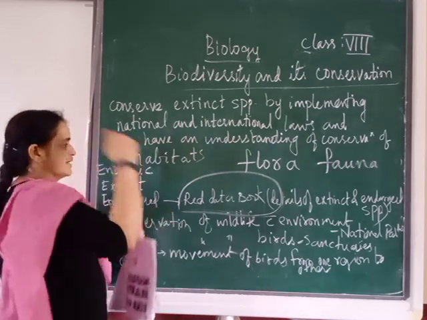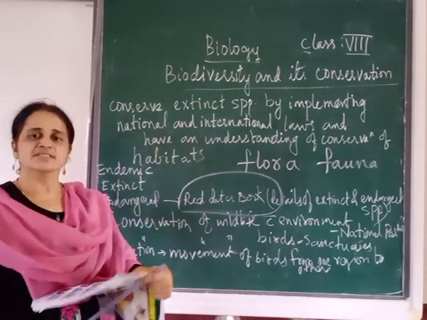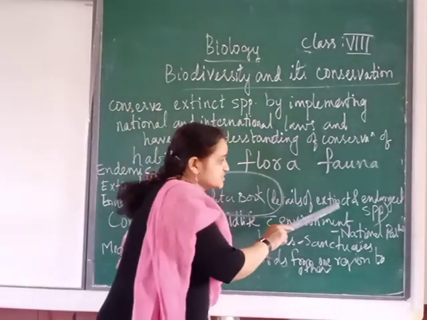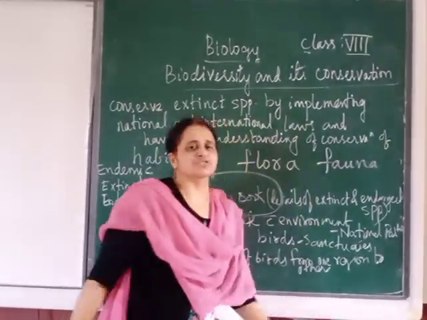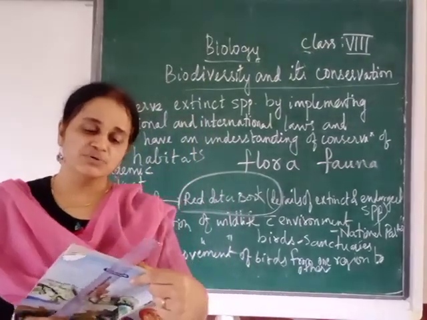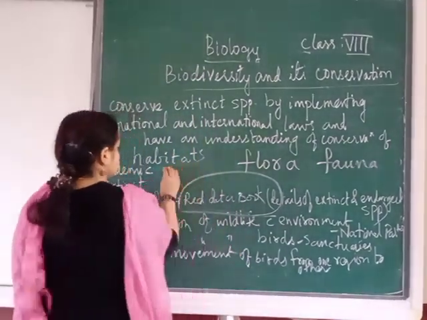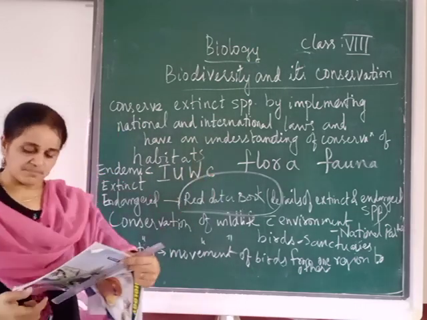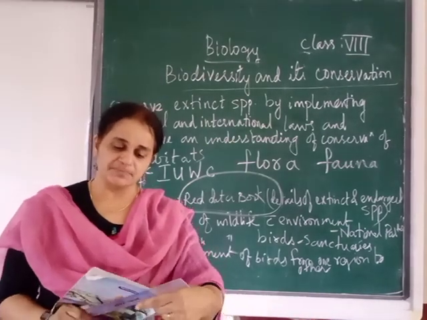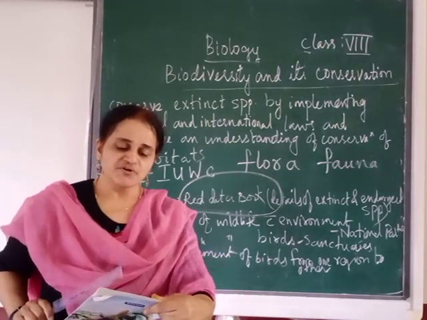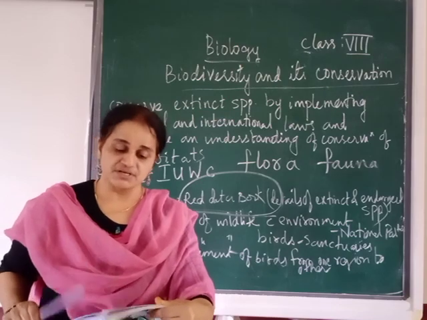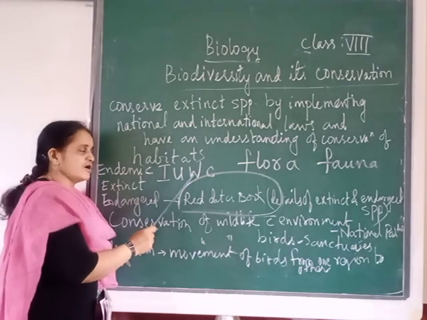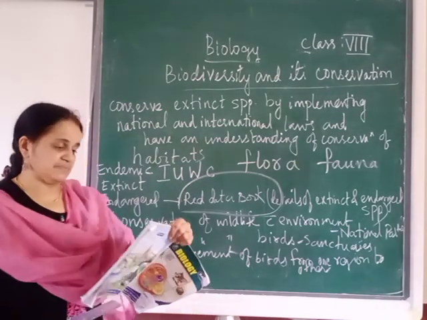Here we are talking about one book. Which book? The Red Data Book. In this Red Data Book, you get the list of which species? Extinct and endangered species. And it is given by whom? IUWC. This Red Data Book is given by IUWC. This is an abbreviation, page number 89: International Union for Wildlife Conservation.